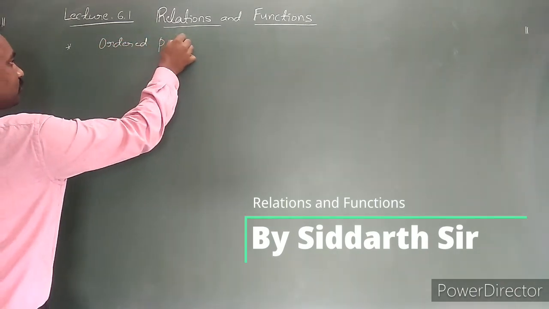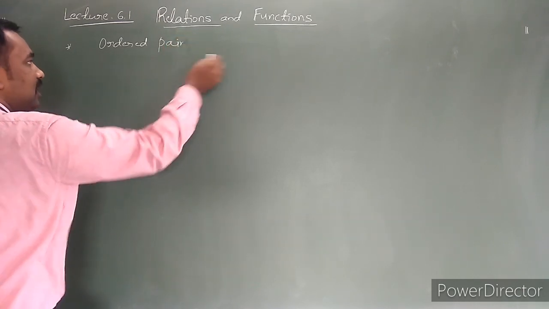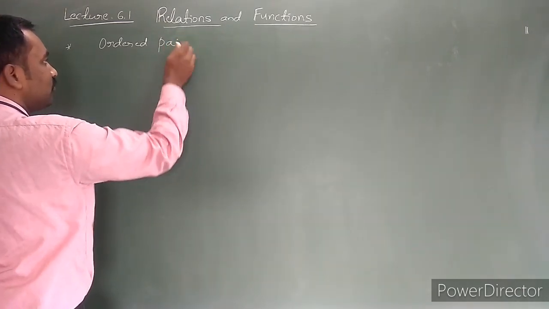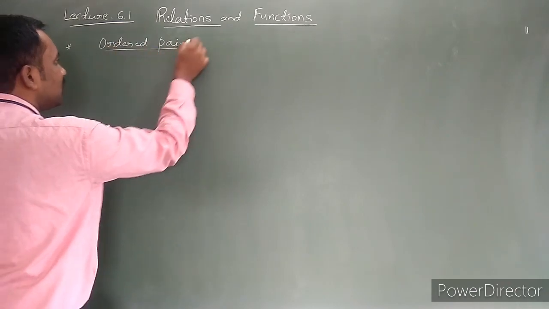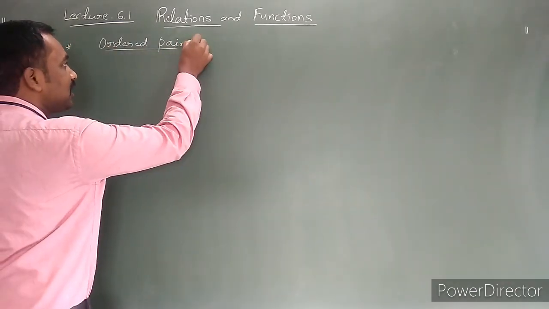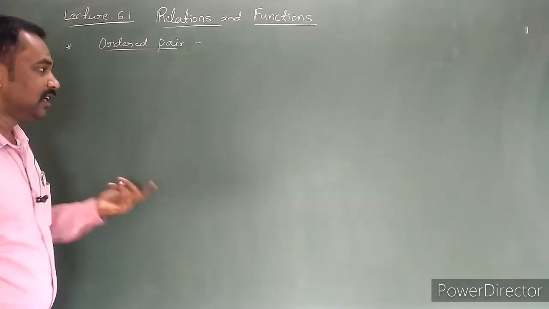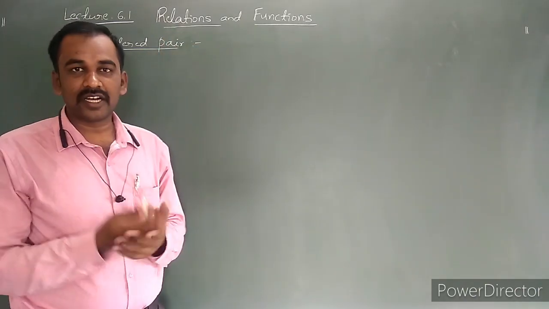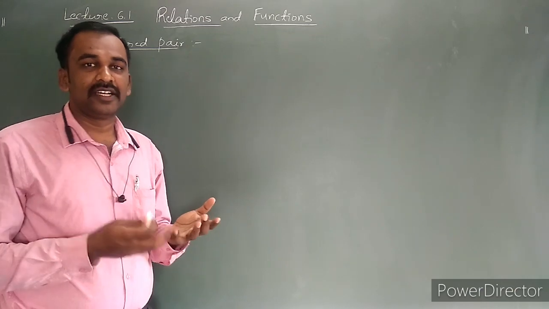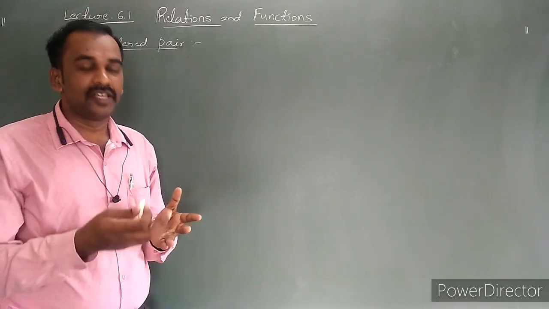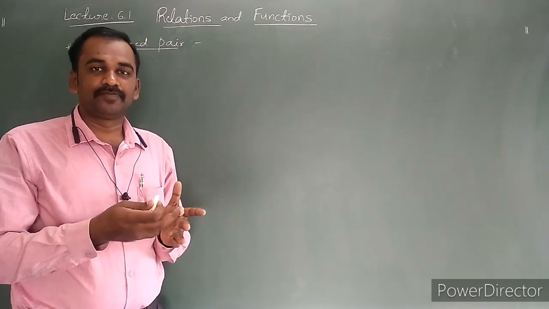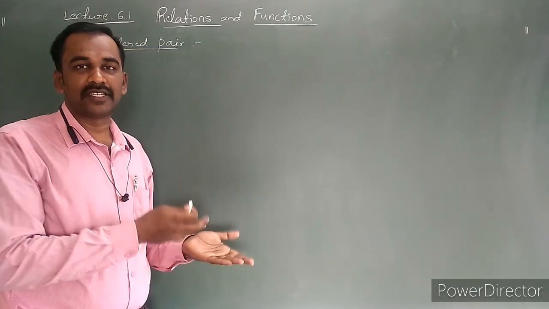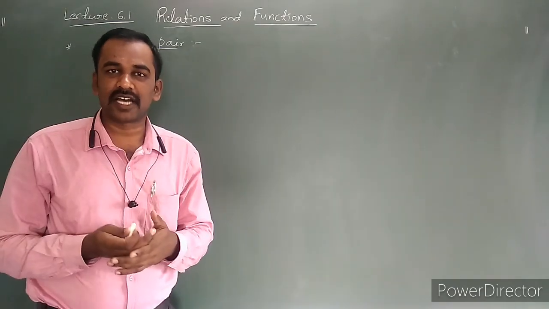Ordered pair and Cartesian product. First of all, what is meant by ordered pair? To understand the ordered pair, I just take some general examples. In day-to-day life, we know that there are several relations. What are the relations? We know a teacher-student relation, father-mother, husband and wife, friends, like that. Several relations are there.